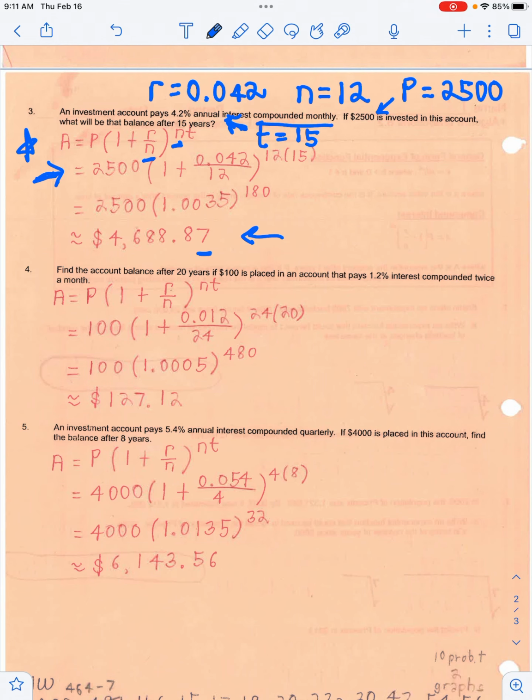Monthly is 12 times a year. Compounding annually is once a year. Semi-annually is twice a year. Quarterly is 4 times a year. I think that is all of them.